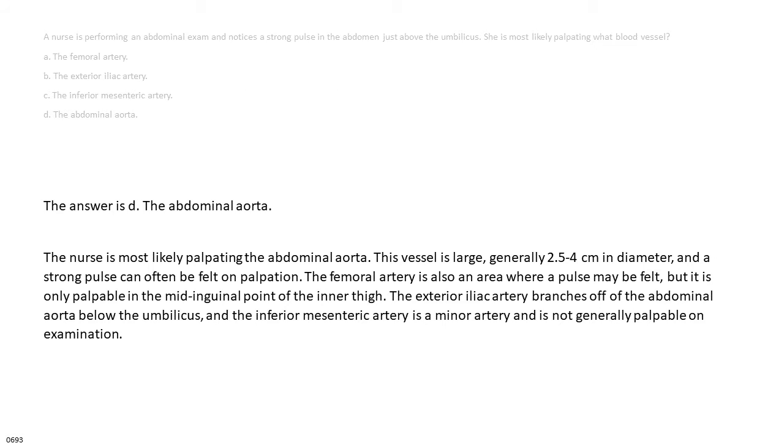The answer is D. The abdominal aorta. The nurse is most likely palpating the abdominal aorta. This vessel is large, generally 2.5 to 4 centimeters in diameter, and a strong pulse can often be felt on palpation. The femoral artery is also an area where a pulse may be felt, but it is only palpable at the mid-inguinal point of the inner thigh. The external iliac artery branches off of the abdominal aorta below the umbilicus, and the inferior mesenteric artery is a minor artery and is not generally palpable on examination.